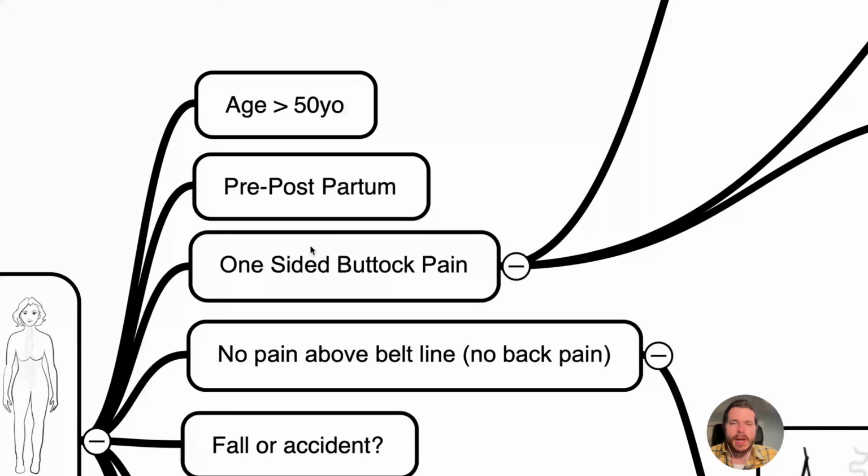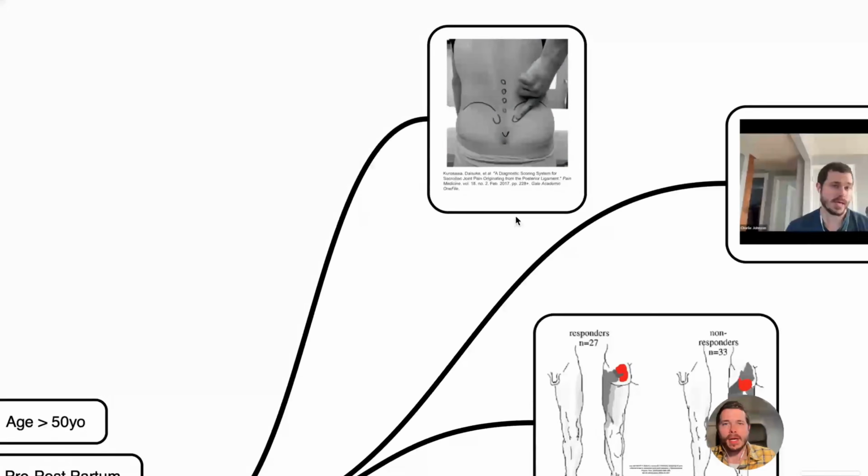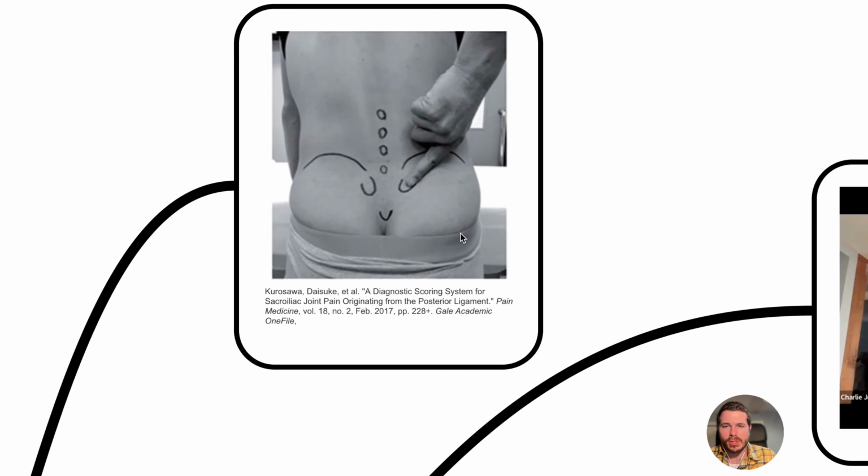So before childbirth and after childbirth, there are hormones, relaxin, that is secreted to ease the pelvis for childbirth, to make it easier to give birth, and this loosens the ligaments and or makes that SI joint less stable. And the SI joint is a stress relieving joint. It has to accept loads from below and from above, and so it's really designed to be a stable joint. One-sided buttock pain. Now, obviously, if you're at this point in the flow chart, you have one-sided buttock pain, but I want to give you some more specific pictures and examples.